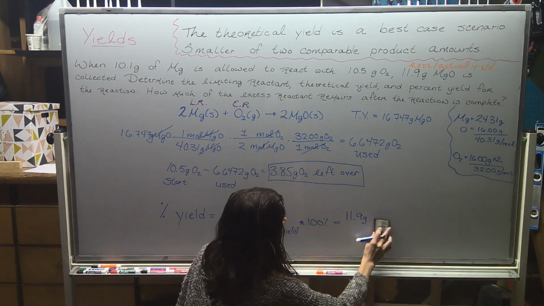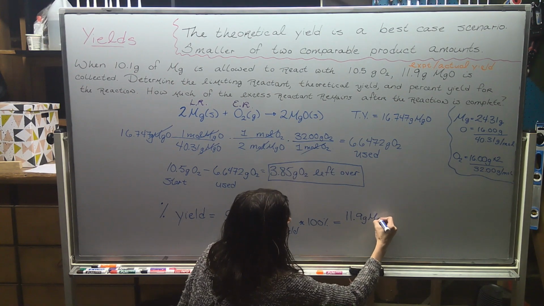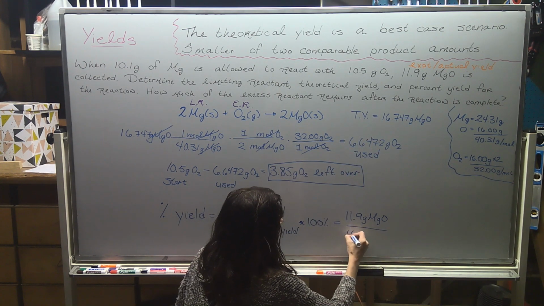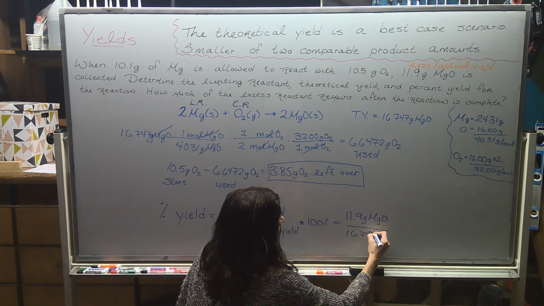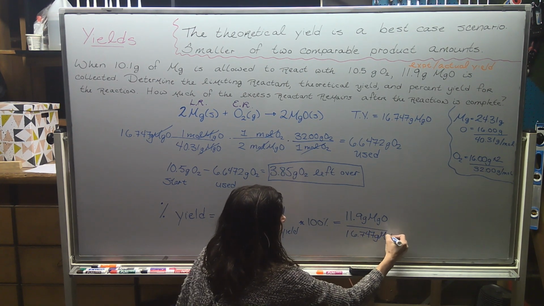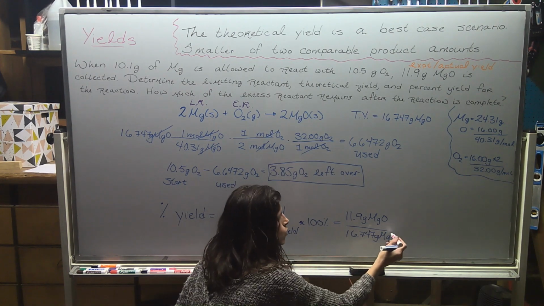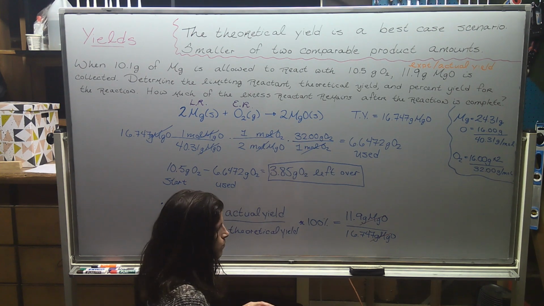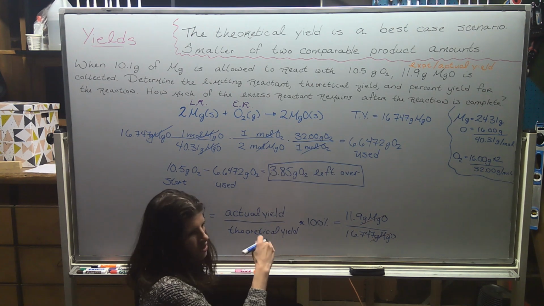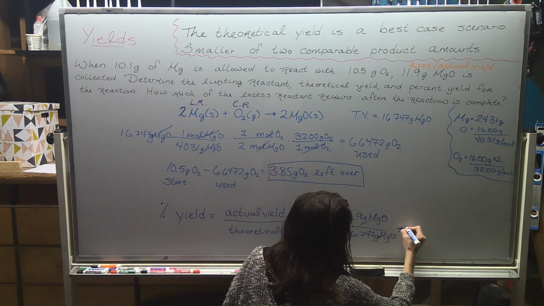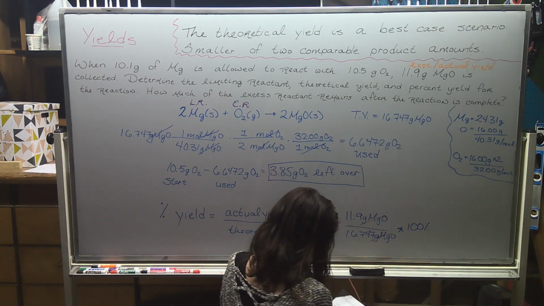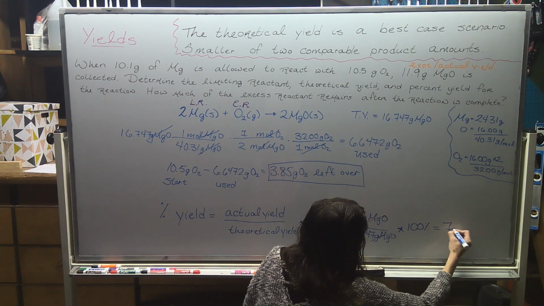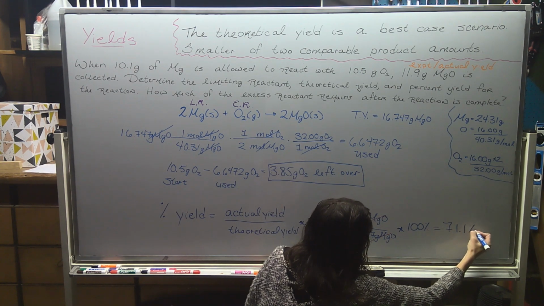And it was magnesium oxide. And our theoretical yield, we calculated earlier, was 16.747 grams of magnesium oxide. Again, I can't emphasize this enough. These units have to be the same so they cancel when you're doing this. You could be in moles, absolutely, but moles are the same thing there even. Times 100%. And I just have 3 sig figs, so I'm going to report my percent yield as 71.1%.